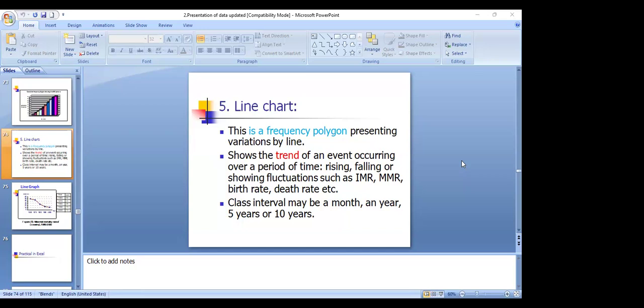a histogram. Then these are variations. You arrange the data in ascending order, you get a cumulative frequency chart. You join the midpoints, you get a frequency polygon. You omit the vertical bars of the histogram and make variations by line with the help of a line diagram showing trends. That becomes a line chart.